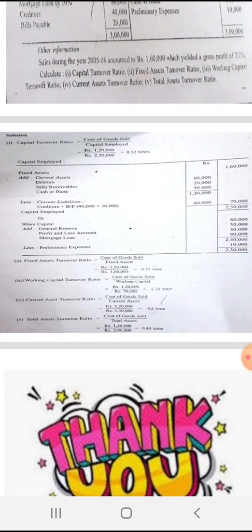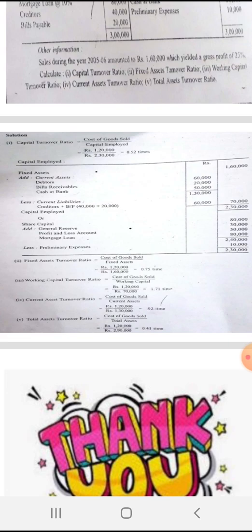This is capital employed. The other way of calculating capital employed is: share capital 80,000, general reserve 30,000, profit and loss account 50,000 and mortgage loan 80,000. The total is 2,40,000, from which preliminary expenses of 10,000 is deducted. The answer is 2,30,000. Now the capital turnover ratio is 1,20,000, that is cost of goods sold, divided by capital employed 2,30,000.